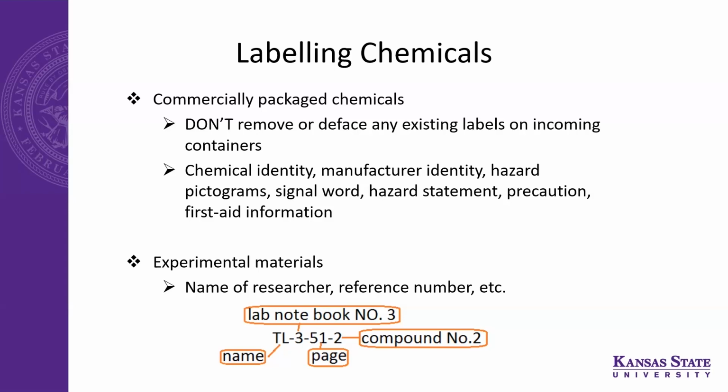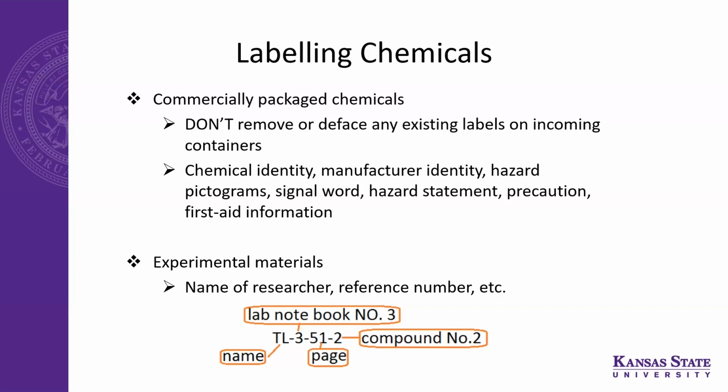So, the labeling of chemicals. For commercially packaged chemicals, don't remove or deface any existing labels on the incoming containers. Leave the original labels on all the time. They give you the chemical identity, manufacturer identity, hazard pictogram, signal words, hazard statements, precautions, and first aid information. All those are in the original label, so never get rid of them.